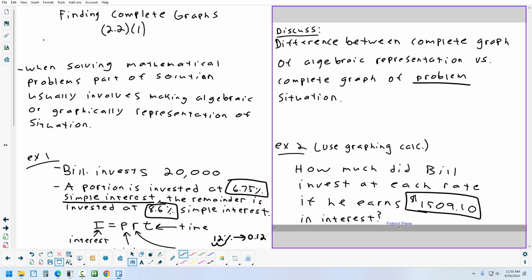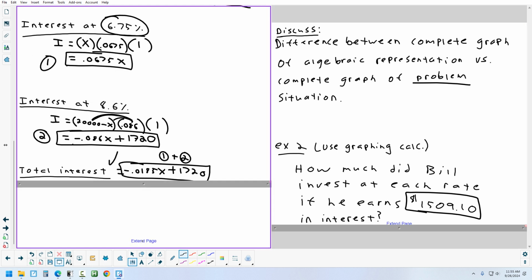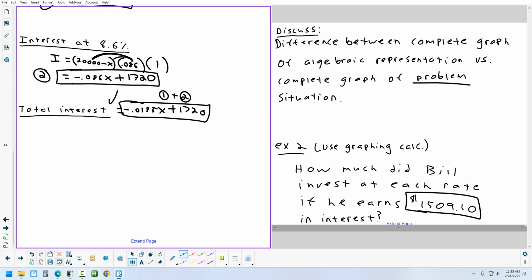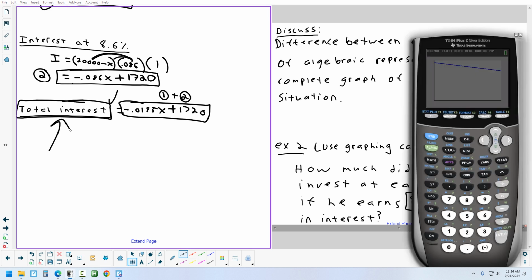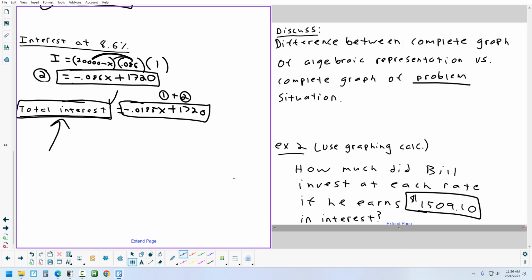Okay, so look at your formula for total interest. That $1,509.10 has to be plugged in somewhere in the total interest formula. Where would that 1,509 get plugged in? There's two places you could plug it in. Yeah, looking for I. You're going to plug it in for that I, for the interest. So you're going to plug it in right there. Okay, so let's plug that in.